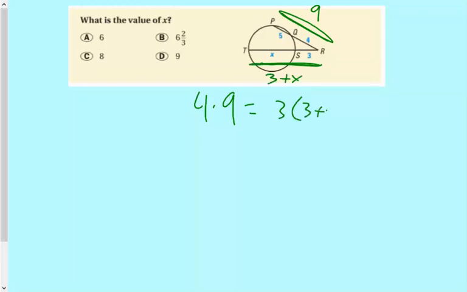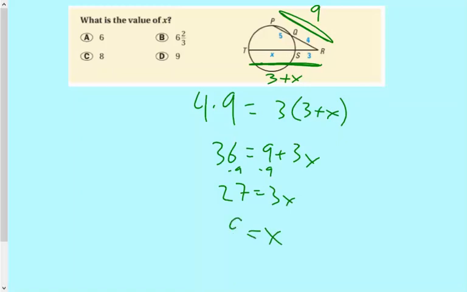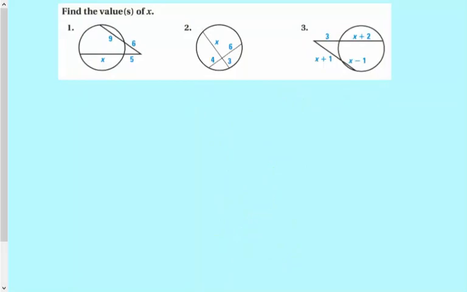So we have 36 equals 9 plus 3x. Subtract 9 to get 27. Divide by 3 to get x equals 9. The math behind this stuff really isn't too difficult. So here we have 6 times 15 equals 5 times 5 plus x. And then you can solve that.